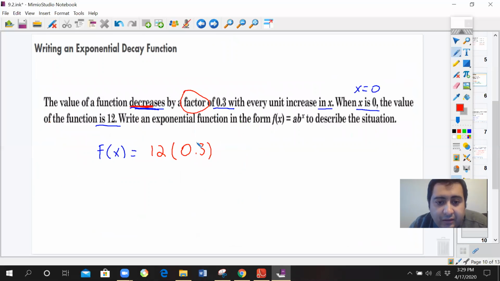Since it's decreasing, it's by a factor, which is a multiplication, with every unit increase in x. So to the power of x. And basically, that's it. You're done with this question because you only wanted to know to write it as an exponential function based on the formula.